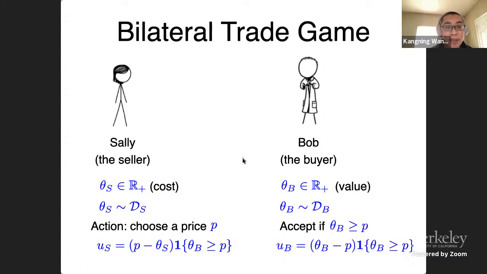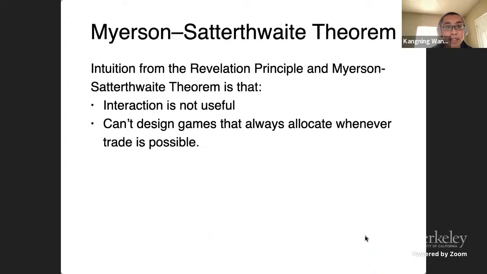And in the end, Sally is going to choose a price P to offer the item to Bob. Then Bob will accept the price if his value is higher than or equal to P. Finally, Sally's utility would be the price minus her cost if the item is sold, and Bob's utility would be value minus price if the item is sold. And in this setting, from the revelation principle, we know that interaction is not useful if the agents are strategic. And also from the Myerson-Satterthwaite theorem, we know that we can't design games that are always efficient, meaning that there would be cases where value is higher than cost, but the agents will not trade.